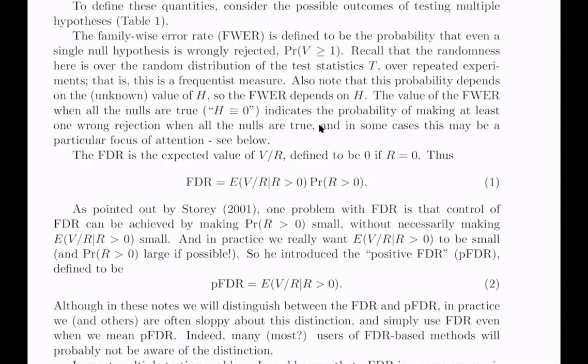Sorry, this is controlling the FDR, controlling the family-wise error rate here in section 3. So essentially the Bonferroni procedure, here it is here.